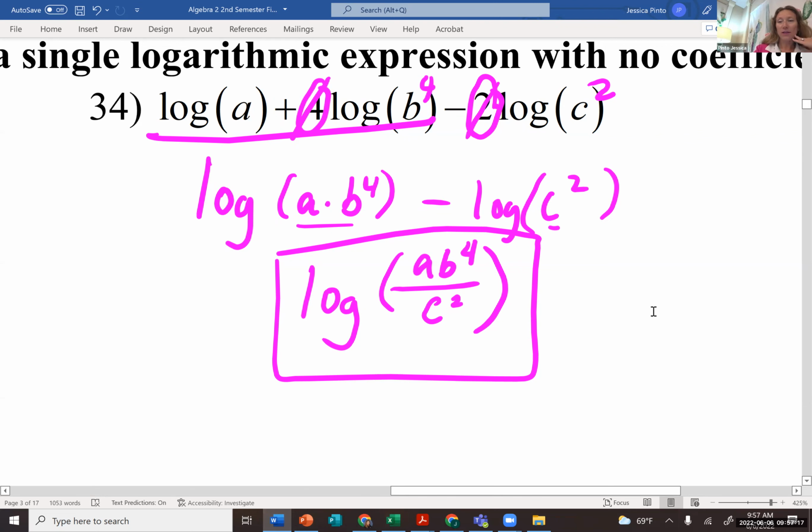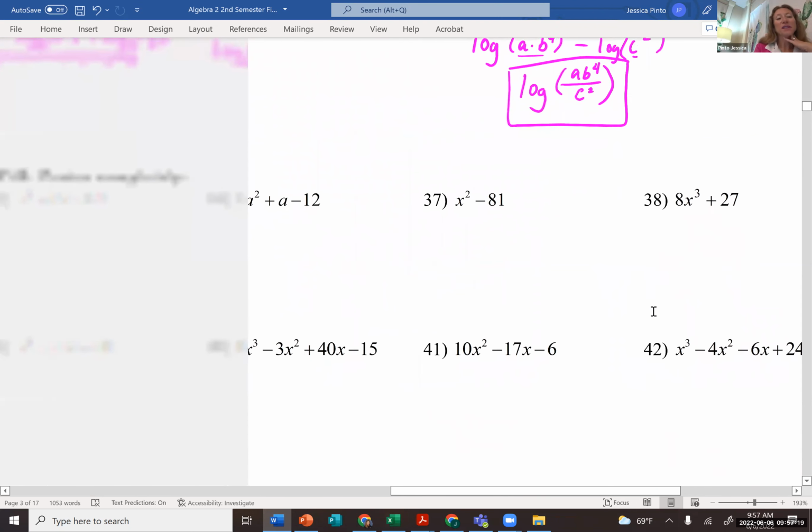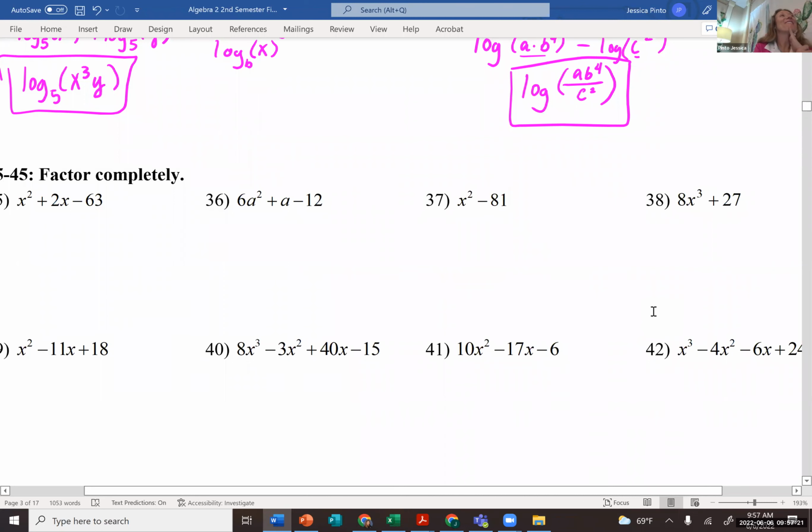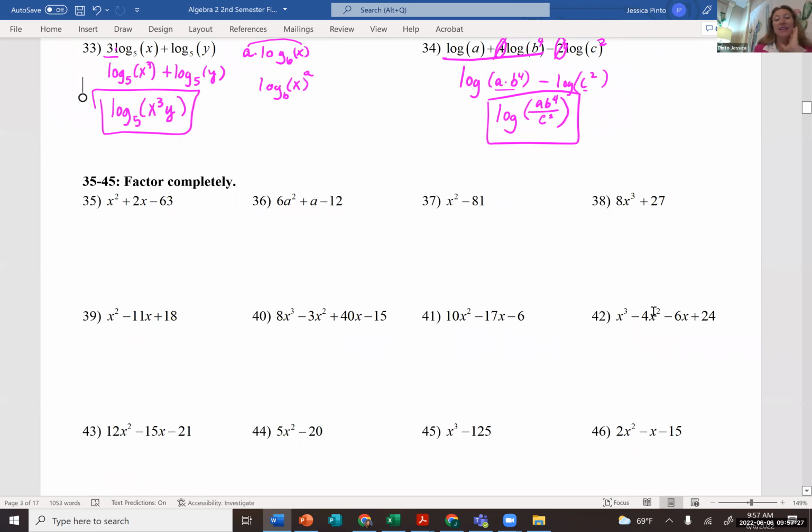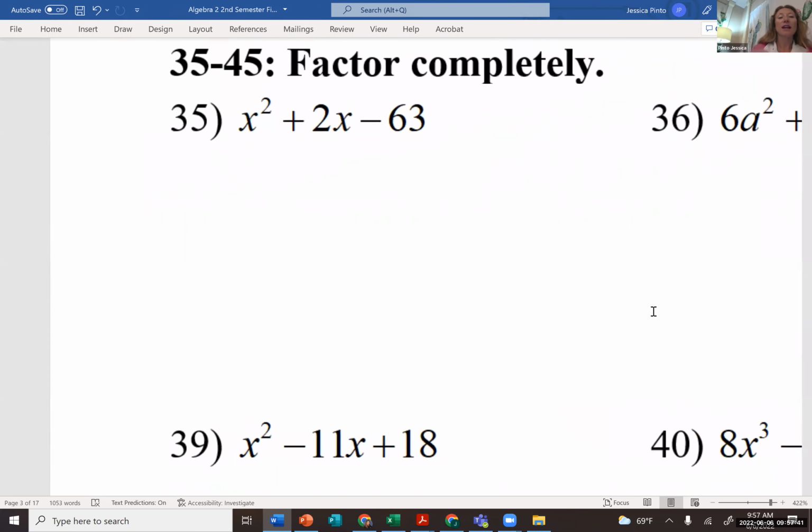All right, cool. Now we're looking at some first semester stuff. It says factor completely. So we're factoring, factoring, factoring. As I begin, I see that there are some trinomials and some binomials. Do I see any polynomials? Yes, 40 and 42 have 4 terms. So each of these will have a different strategy. Take a look at number 35.